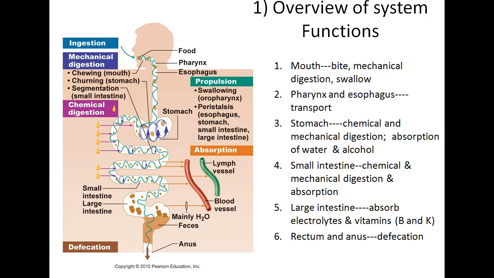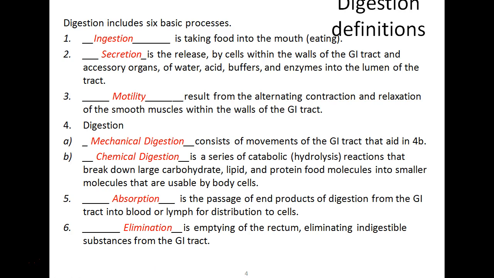So in summary, the GI tract is also called the alimentary canal, and there are many processes that move it from start to finish in this alimentary canal journey. Here are some good definitions that might be helpful, talking about some of the processes we just discussed.